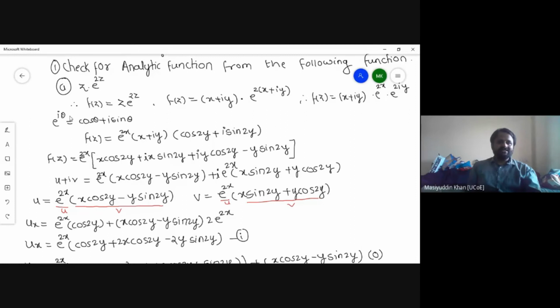Now e raised to i theta, according to Euler's theorem, is equal to cos theta plus i sin theta. So we just substituted here, we applied that: e raised to 2iy. So this part will become cos 2y plus i sin 2y. So f of z is equal to e raised to 2x into (x plus iy) into (cos 2y plus i sin 2y). Again we have to multiply these two brackets and simplify here.